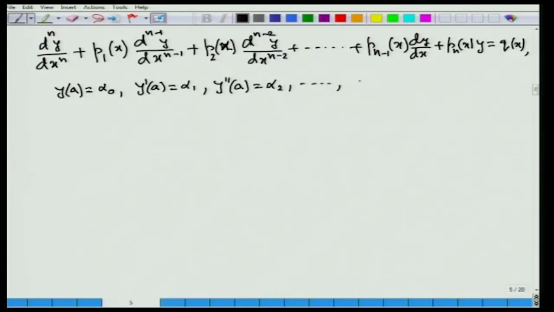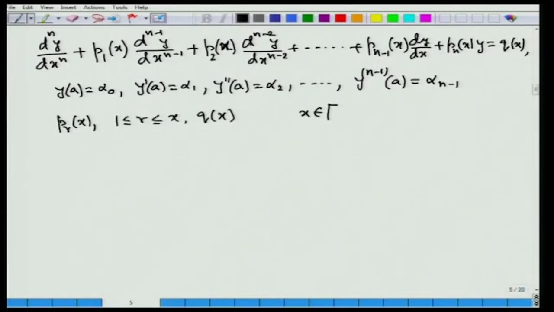In this way, y^(n-1) a is equal to alpha n minus 1, and all these functions, that is p r x, where 1 less than or equal to r less than or equal to n, and q x, they are defined and continuous over some closed interval of x, starting from the left at a and on the right ending at say a1.